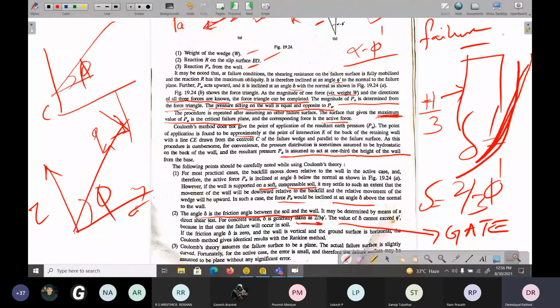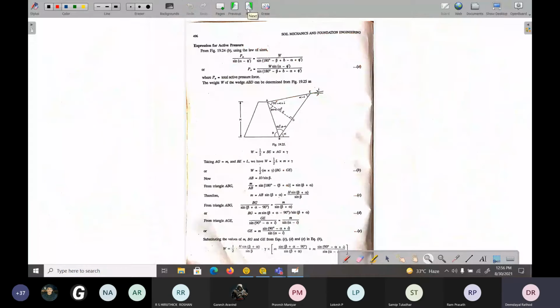Fortunately, for the active case, the error may be less, because the whole wedge will come out, and we say that it is, I mean, vertical. Next, now, if you look at this one, what they have done is here.